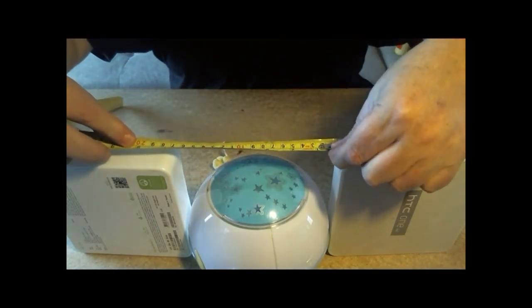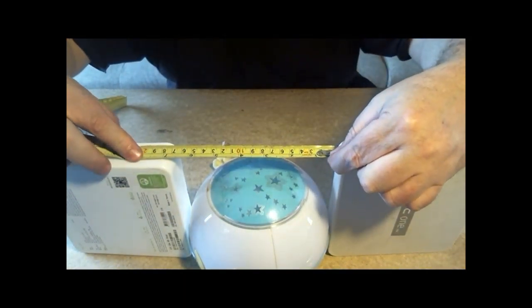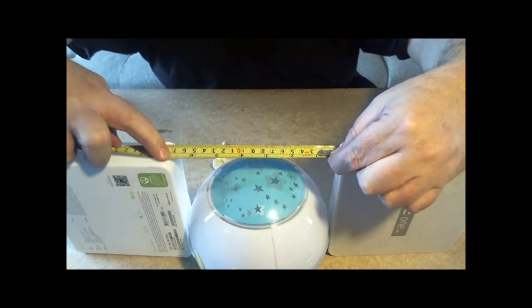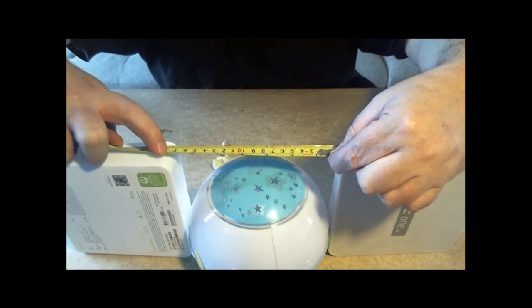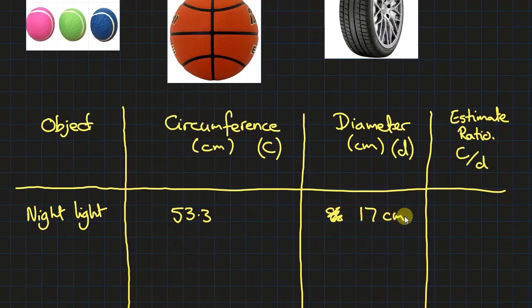But if I put the measurement down, I have a distance of 6.5 inches on that scale and 17 centimetres. The object was a nightlight. I measured its circumference at being 53.3 and its radius is 8.6. Oh, sorry, I don't want radius, I want the diameter. Diameter was 17 centimetres. Sorry, radius is for another lesson.